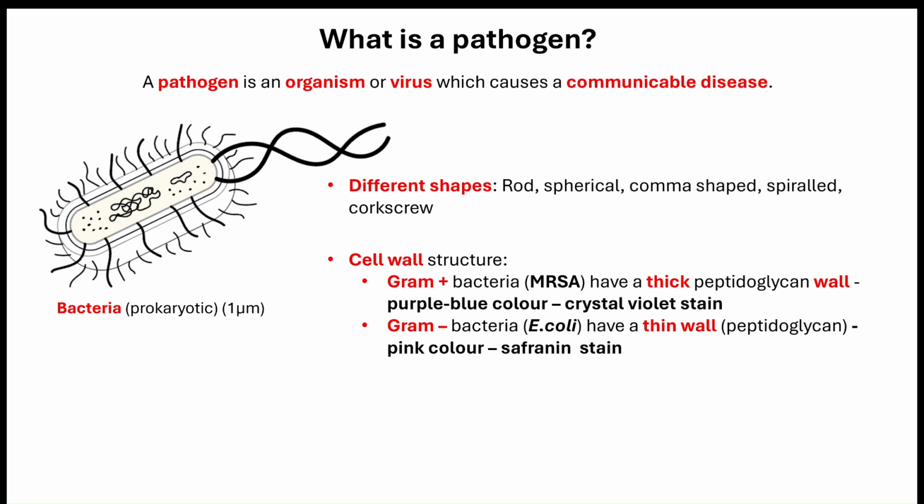If they are gram-negative bacteria like E. coli, they have a thin wall, still peptidoglycan, and they will stain a different colour, which will be pink, and they will use a different stain. Now, you're not expected to memorise the stains, but you are expected to understand what it means if they are using different coloured stains. So it's important to note that this could be testing your understanding of differential staining. So they will give you information and then expect you to apply that to the information in front of you.